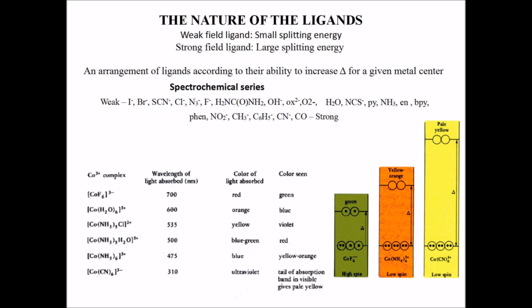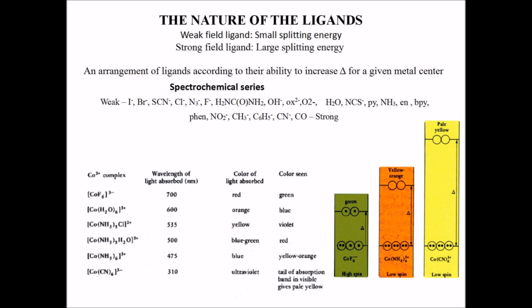For example, cobalt in +3 oxidation state with different ligands will show different colors. Let us take some examples. When fluoride is the ligand, as you know that it is a weak ligand, the splitting will be less. Here you can see in the diagram that the gap between t2g and eg is very small. The absorbed light will be in the wavelength around 700 nanometer, and the color of this light is red, and the color of the transmitted light is green, which is the complementary color of the red light.